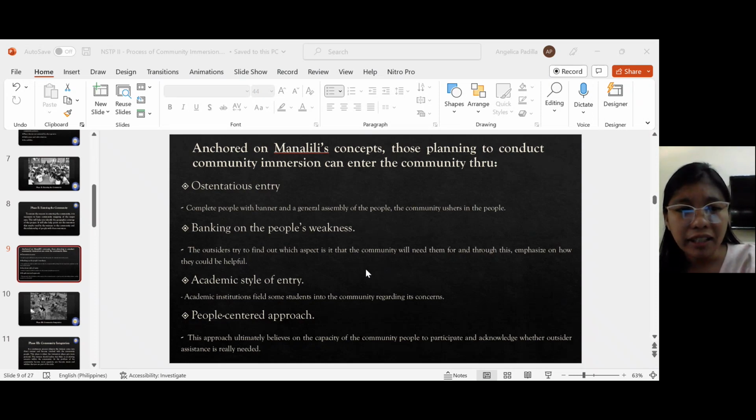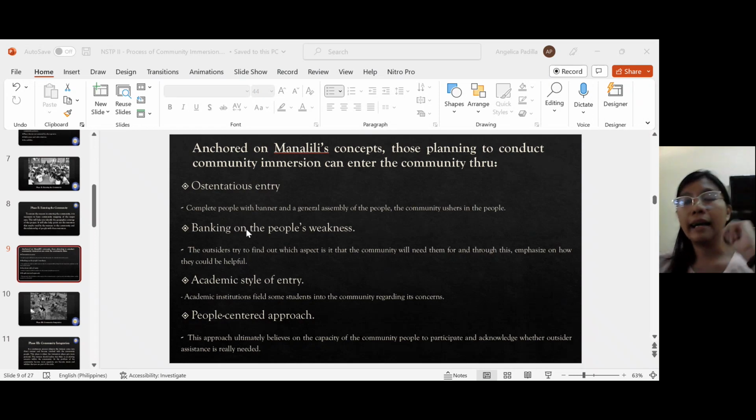Okay, academic style of entry. Academic institutions field some students into the community regarding its concerns. Di tayo dyan. People-centered approach. This approach ultimately believes on the capacity of the community people to participate and acknowledge whether outside assistance is really needed. Okay, dito tayo sa banking on the people's weakness.